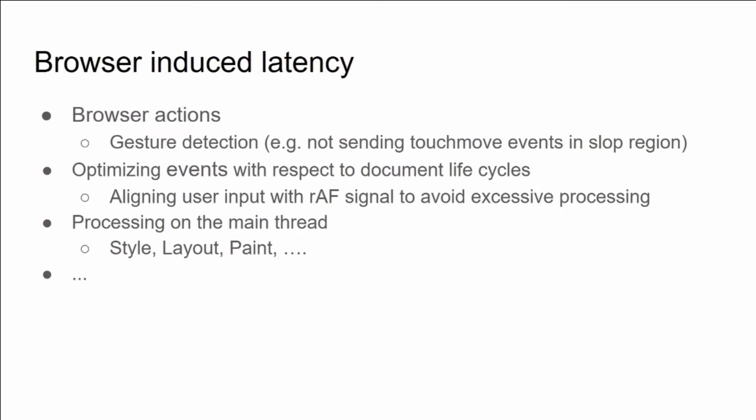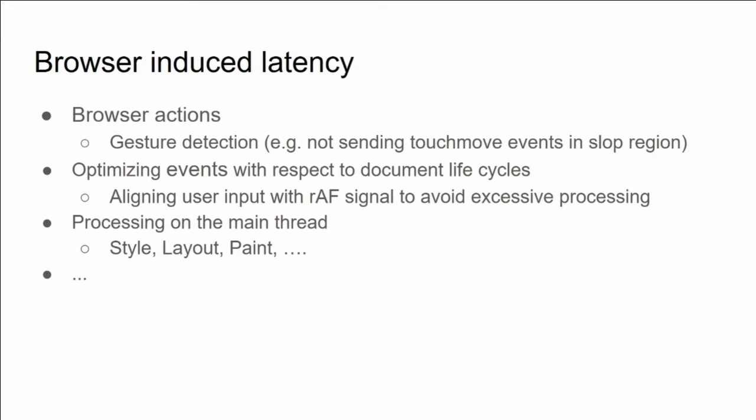The reason being that browsers today have this region called the slop region. Basically, they want to detect whether the user intended to do scrolling or just a tap. So they suppress those events, and you never get those. You might call it latency or not, but you just never get those events within that region. That's just the behavior that comes from the browser.